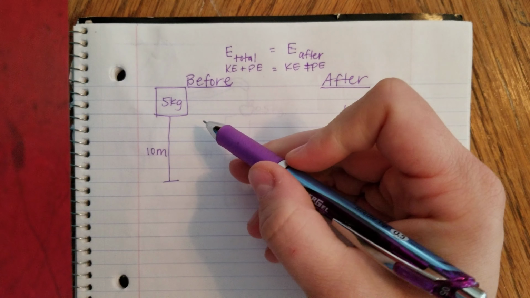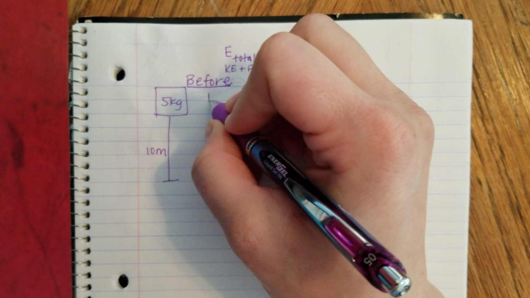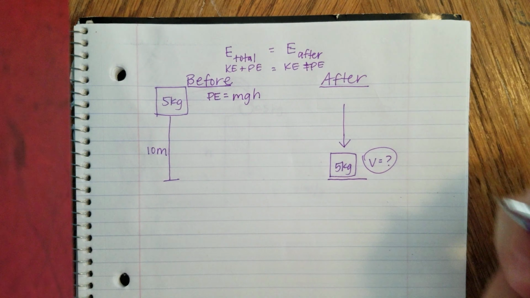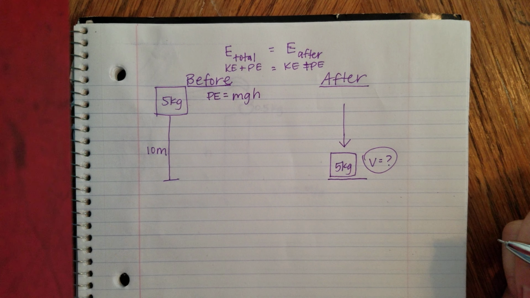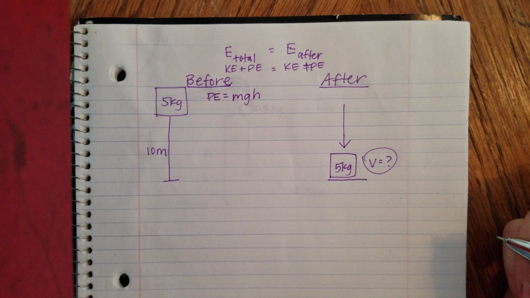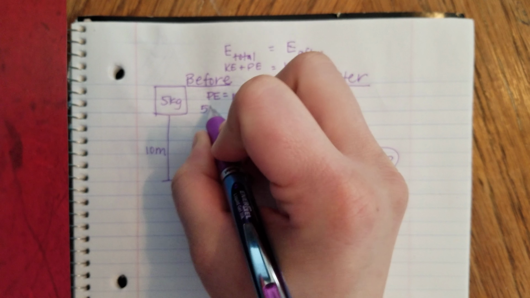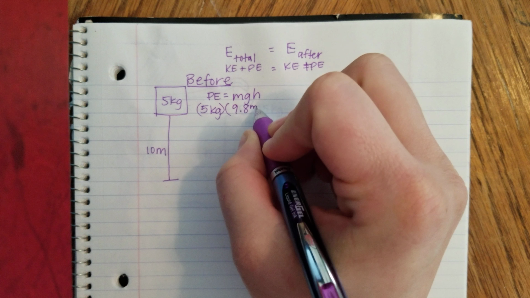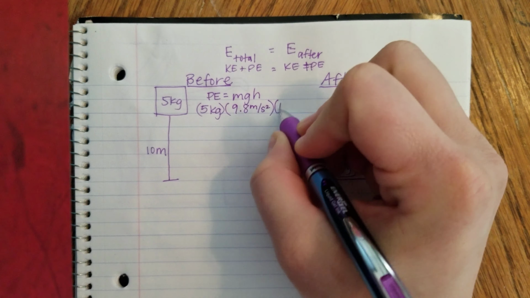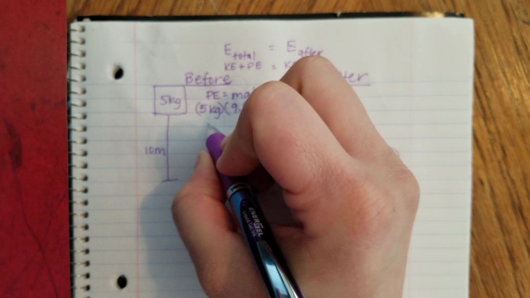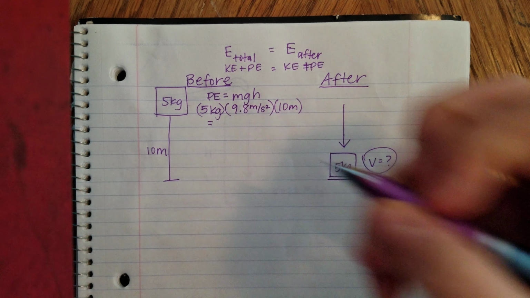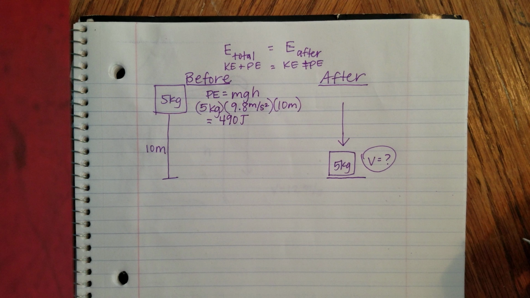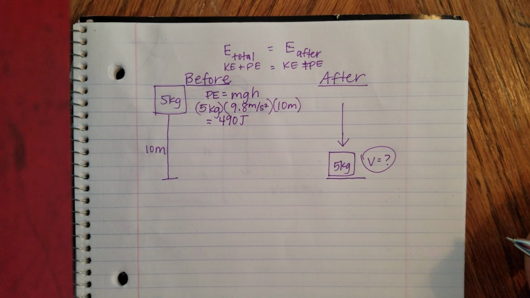So when it's just sitting here, we only have potential energy. It's not moving, so it's all potential. So we're going to use our equation for potential energy, which is mass times gravity times height. Our mass in this case is 5 kilograms. The gravity is 9.8 meters per second squared. And the height is 10 meters. When we multiply all of that together, we get 490 joules. So we know that before this thing fell, it had 490 joules of energy.